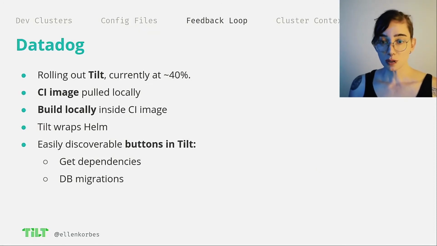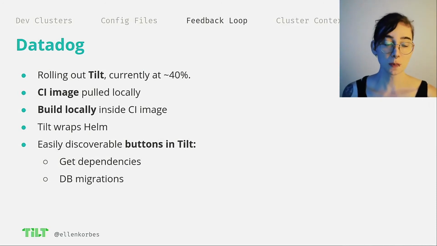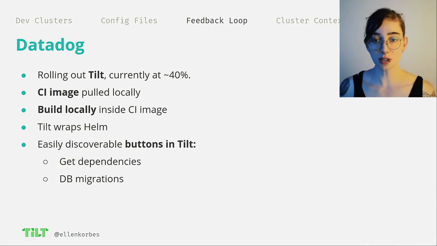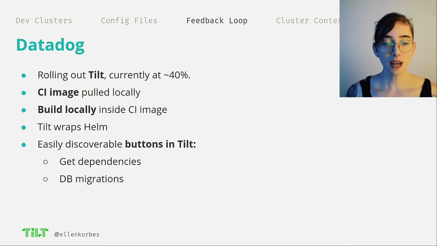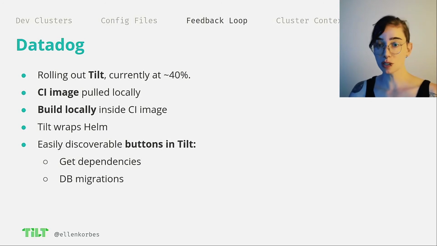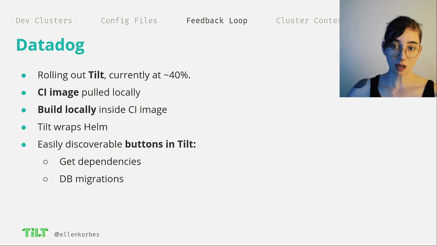Now, Datadog, they use Tilt. Currently, 40% of developers use Tilt. They're rolling it out. Tilt is one of those tools that allows for tons of customizations. And Datadog, they basically pull their CI image locally, and then their CI image builds things locally, which are then synced into the build cluster, into the dev cluster. So that's cool. Of course, they use Helm from Tilt. So basically, when you change a Helm template, you don't have to run Helm. Tilt's going to do that for you. So for a developer, it's basically I change something, I save a file, magic, it's up and running.